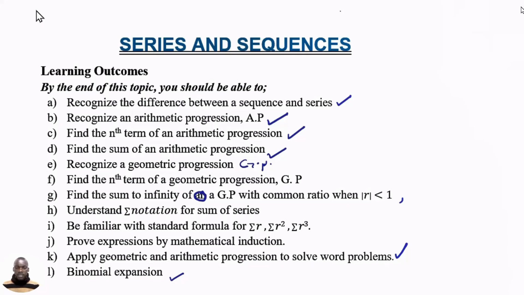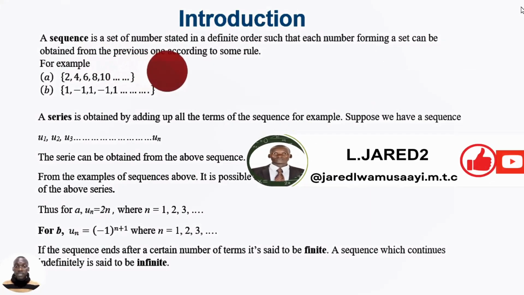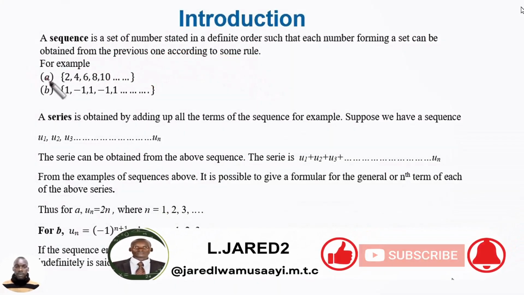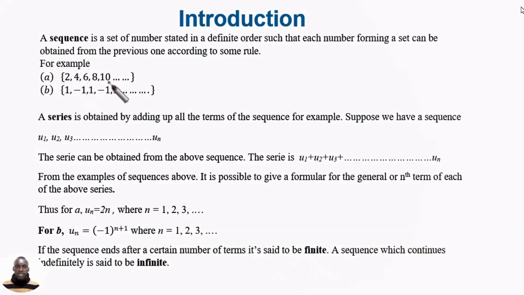In this presentation, let us have the introduction to series and sequences. We begin by defining a sequence, which reads that a sequence is a set of numbers stated in a definite order such that each number forming the set can be obtained from the previous one according to some rule. For example, part A: 2, 4, 6, 8, 10, and so on. Part B: 1, -1, 1, -1, 1, and so on.